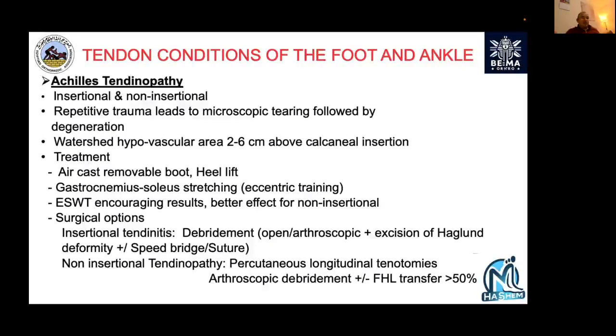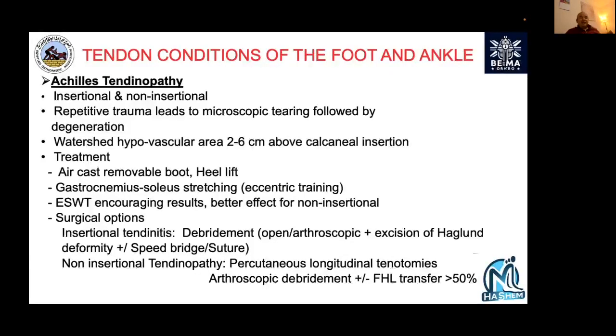How do we treat the Achilles tendinopathy? If it's non-insertional, don't worry, put the patient in an air cast boot, give the patient something to raise the heel, so relax the Achilles tendon, and get the patient to do eccentric training or eccentric stretch exercises by physio, and they normally respond very well.